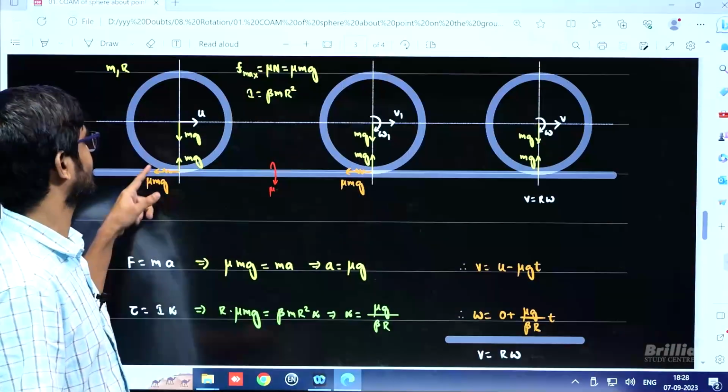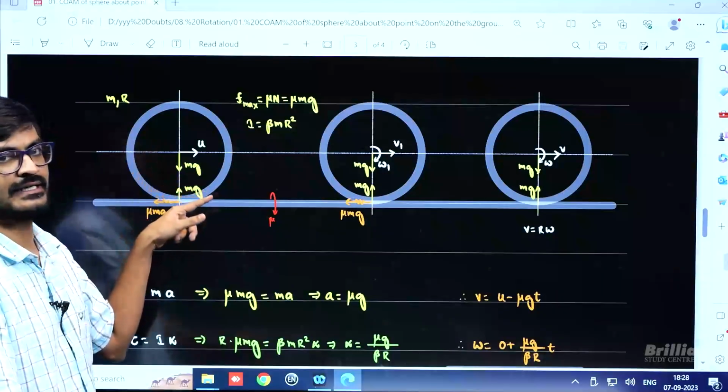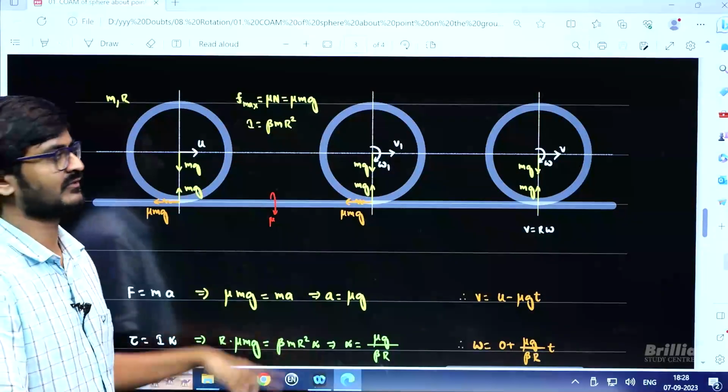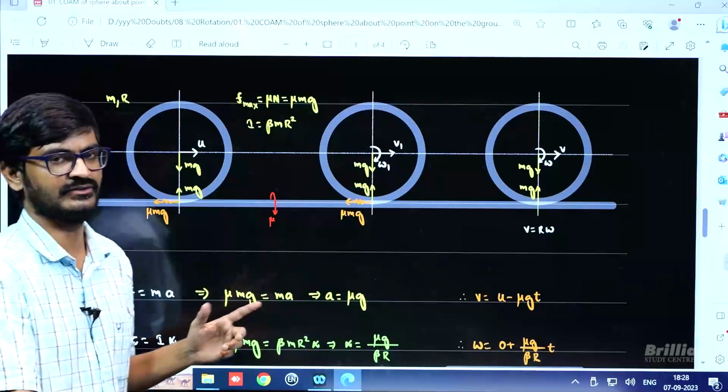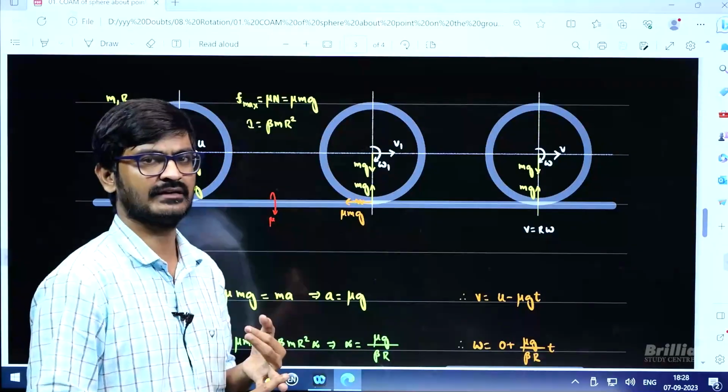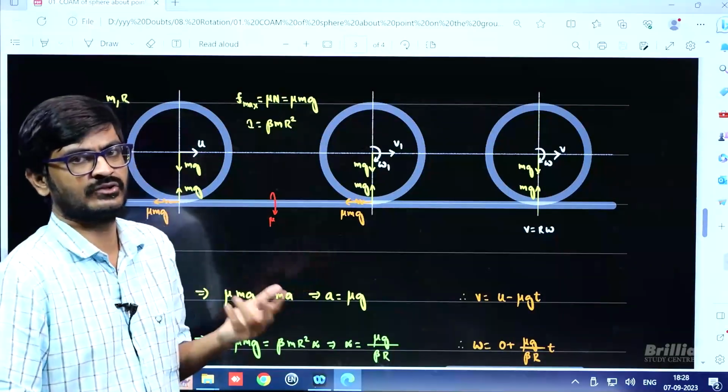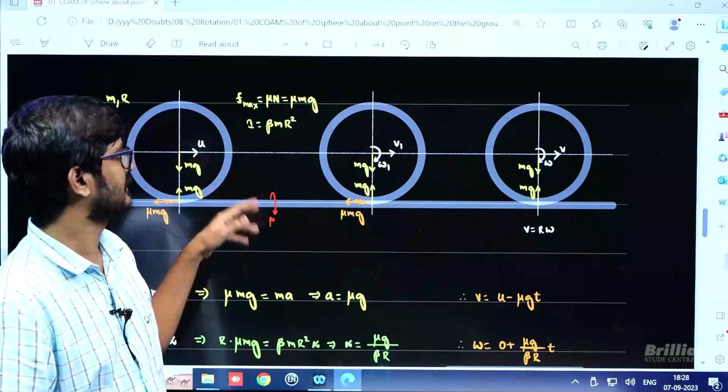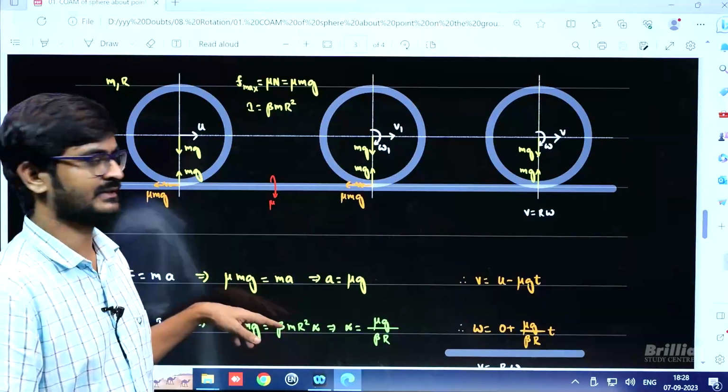Let us take the mass as m, radius as r, and moment of inertia as beta m r square, where beta is some constant value. So for a ring it is 1, for a disc half, for a solid sphere 2 by 5, hollow sphere 2 by 3 and so on, right? So again we will be going by the same thing.